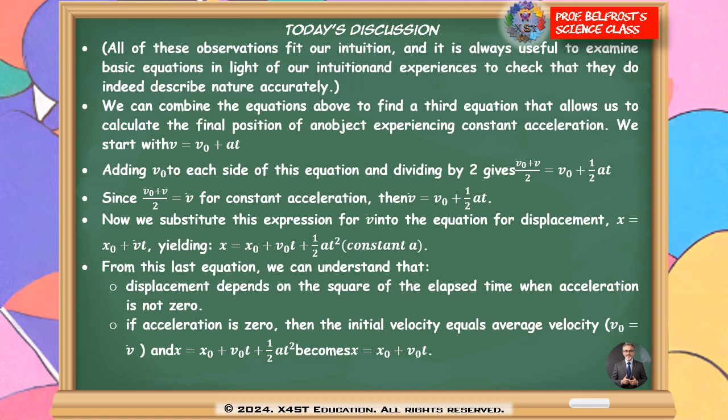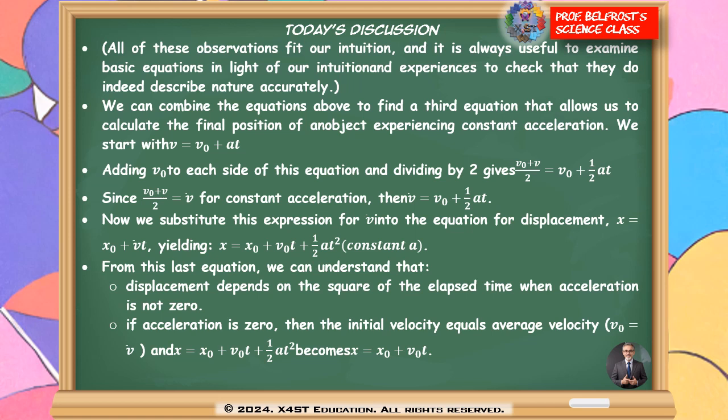And we can combine all the equations above to find a third equation that will be useful. Start with v equals v0 plus at, and by adding v0 to each side, we get another new equation, and by dividing both sides by 2, we get another equation. But we know that v0 plus v divided by 2 is v bar, so we can write it as v bar equals v0 plus half times at.